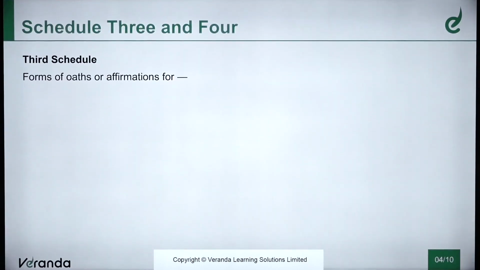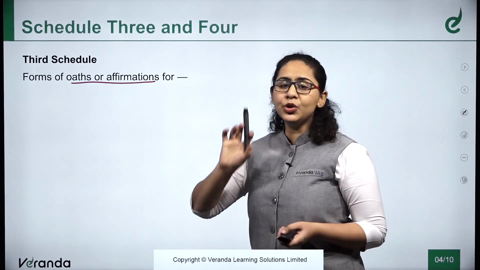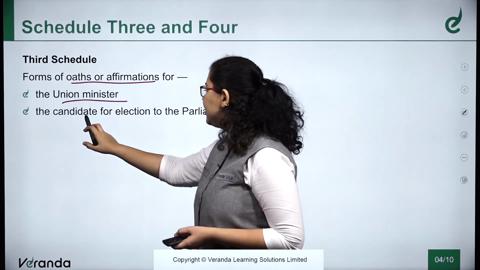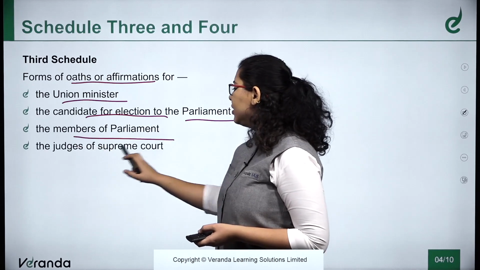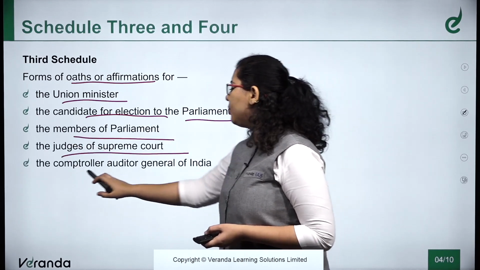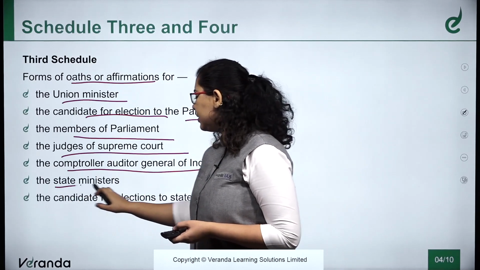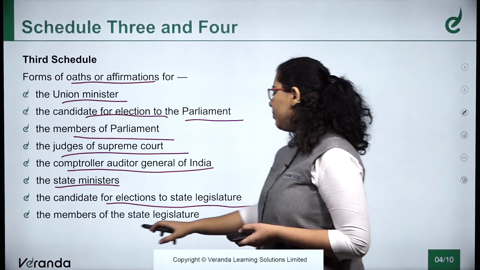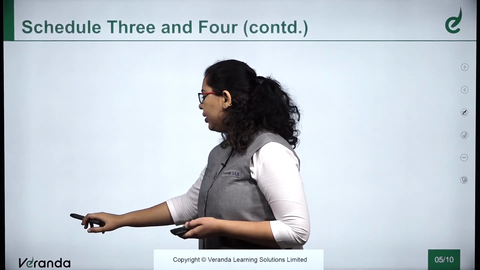Third schedule has forms of oaths and affirmations. For whose oaths and affirmations are there? Union ministers, candidate for election to the parliament, members of parliament, judges of Supreme Court, Comptroller and Auditor General of India, the state ministers, the candidates for elections to state legislature, the members of state legislature, the judges of High Court.